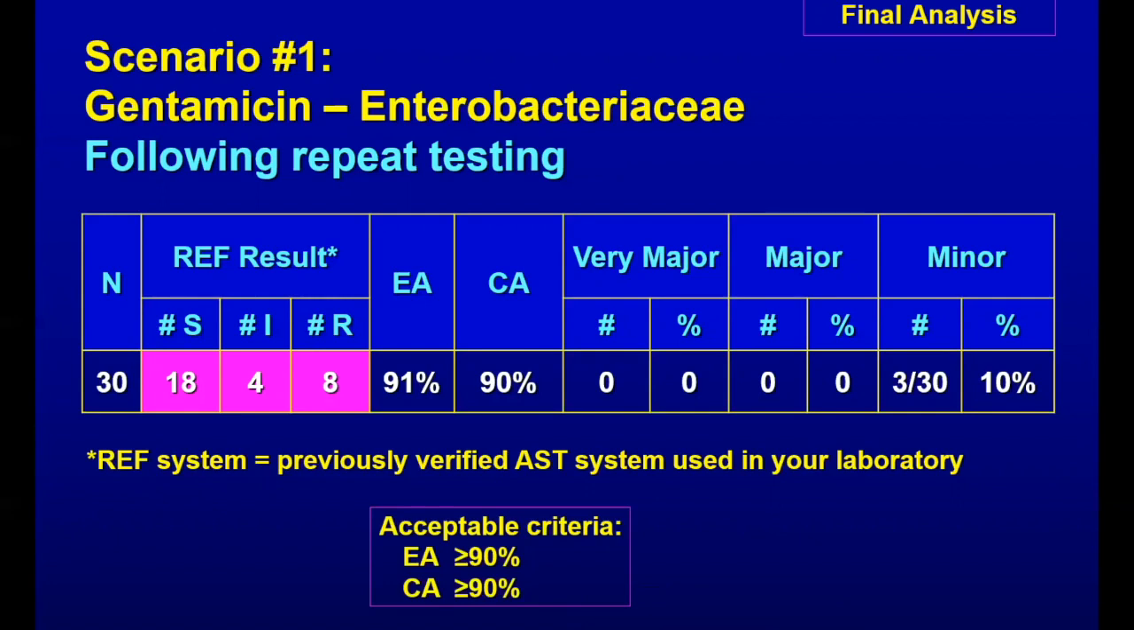So now we have 91% essential agreement, 90% categoric agreement, and these are both acceptable. No very major or major errors. We now have 3 minor errors, and this is within the acceptable criteria, and so now these results are verified.